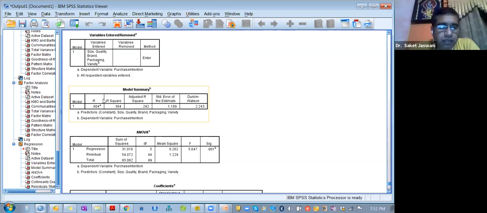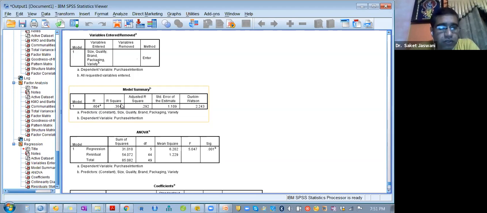The R is the correlation coefficient, which is 0.604, that is 60.4%. There's a relationship of 0.6 between the independent and dependent variables. This is the Pearson correlation coefficient R. It means there is a strong positive relationship, 0.6.